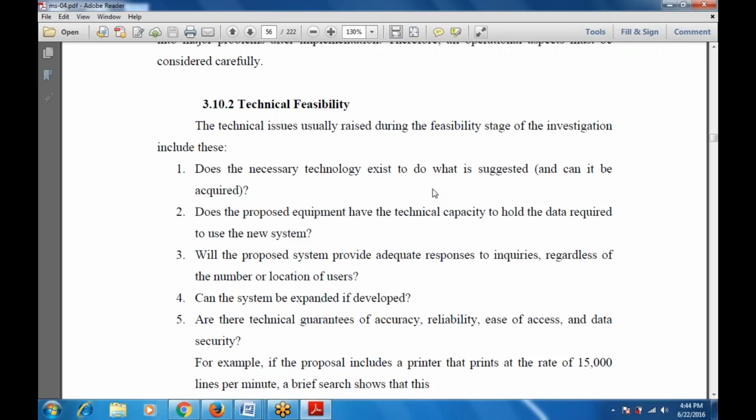So, is it suitable to expand the system, and do we have techniques to expand it? Then, are there any technical guarantees of accuracy, reliability, ease of access, and data security? For example, the proposal may include a printer that prints at the rate of 15,000 lines per minute. A brief search also showed that this was guaranteed, which means there is proper security, and that is also covered in the technical feasibility.